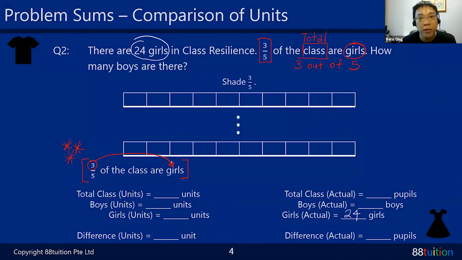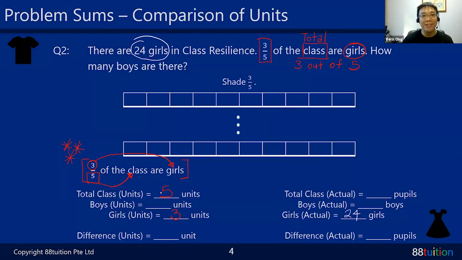So how many units of girls are there? There'll be 3 units of girls. So units of girls down here, we can write 3. What does the 5 represent? The 5 represents the class. Can you see? Learn to draw all these arrows. It's all this arrow that is very helpful to you. 3 out of 5 are girls. So the 3 units are girls, the 5 units are the total. So the total 5 units I can put down here.